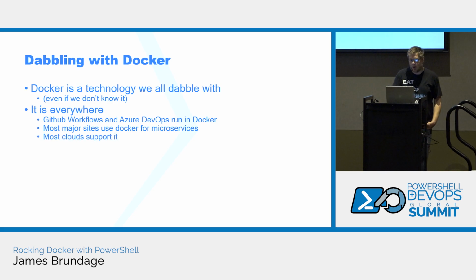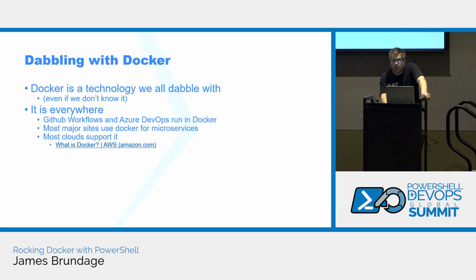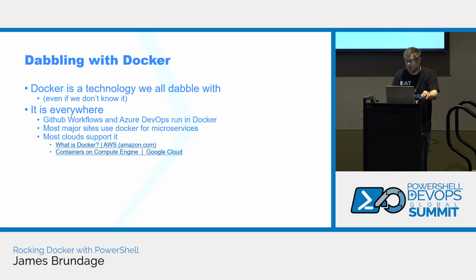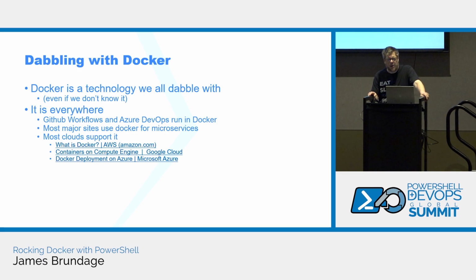Most of the major clouds support it. These slides should be uploaded in a couple days, so you should be able to just click through them, or you can just search for these terms. Amazon does. What is Docker? You can use containers on the compute engine in Google Cloud. Anybody actually use Google Cloud in here? Noted. You can also do Docker on Azure. You can do container apps and the Azure Container Registry or service, Kubernetes service, sorry. Quick show of hands here. Who has used Docker on Amazon? Okay, and who's used Docker on Azure? Cool.